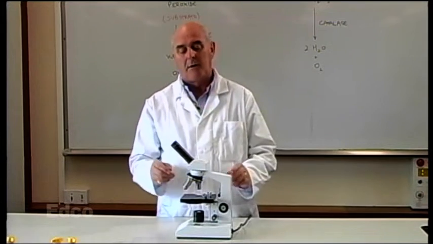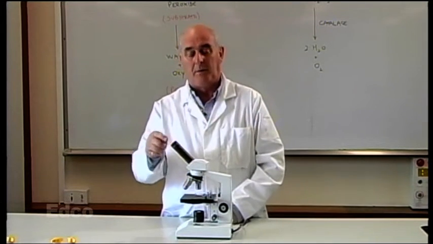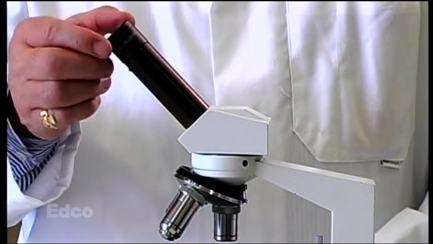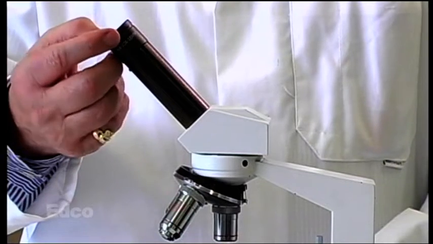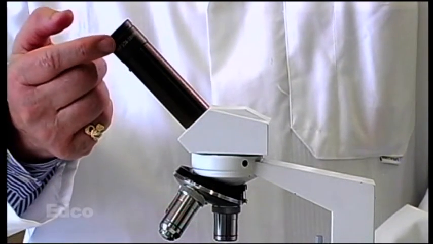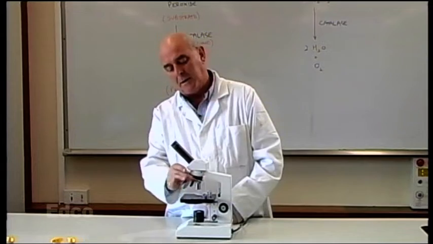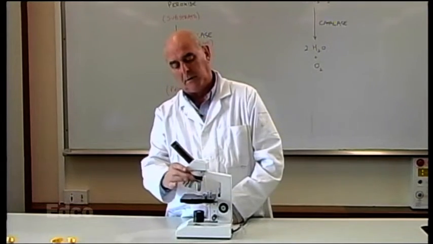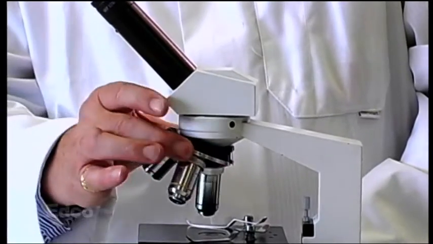First of all, we'll go through the parts of the microscope. At the top, we have the eyepiece. Normally, the eyepiece is marked X10 or 10x. That means it has a magnification of 10. As we move down, we have the nose piece. The nose piece revolves so that the different power lenses can be used.